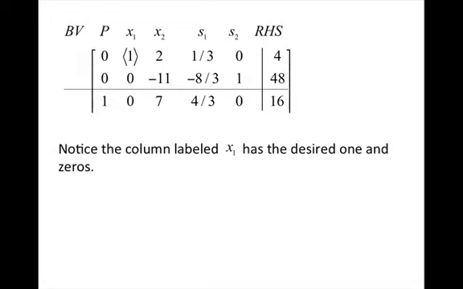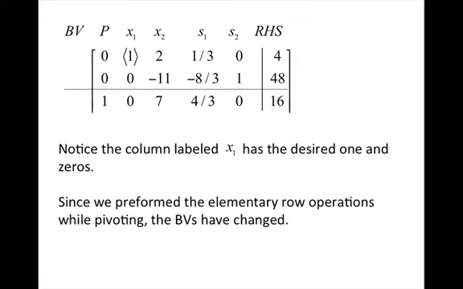So now with my table, if you notice, the column labeled X sub 1 has the 1 that we wanted and the zeros. If you also notice, I haven't listed my basic variables yet. After you complete the pivot, after you get the 1 and the zeros, some of the basic variables will probably change. So after every pivot, you need to reevaluate what your basic variables are. The last basic variable should always be a P. And if we look under the P column, I still have 0, 0, 1. That should never change.